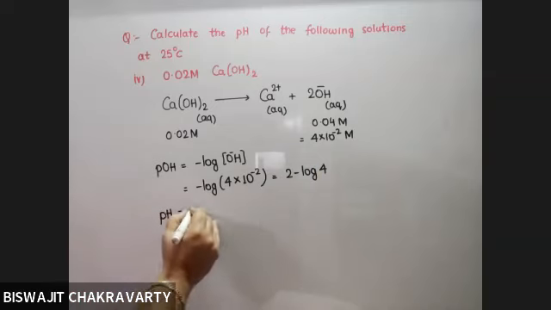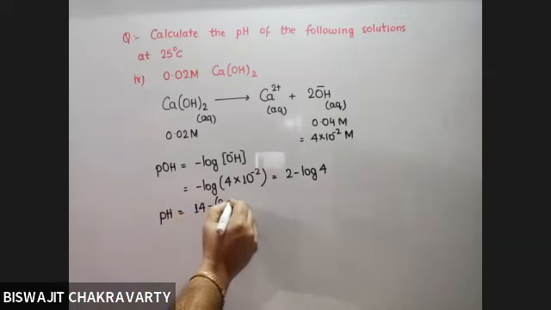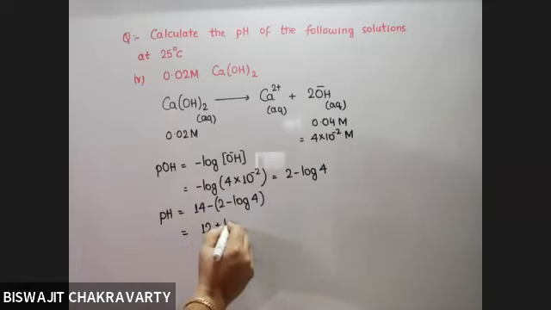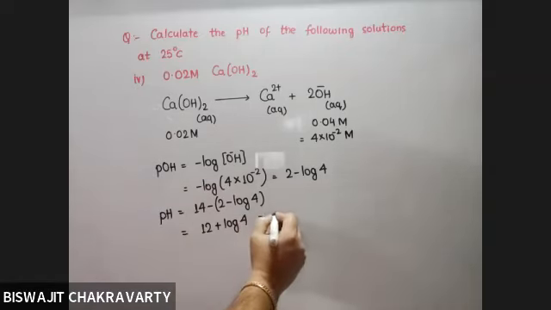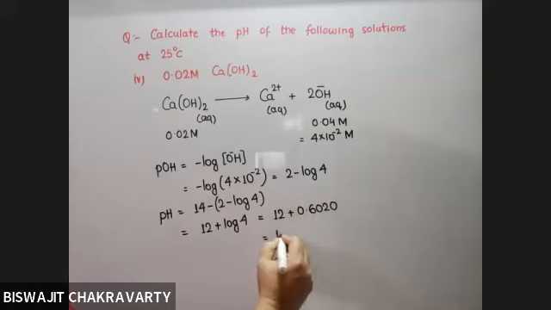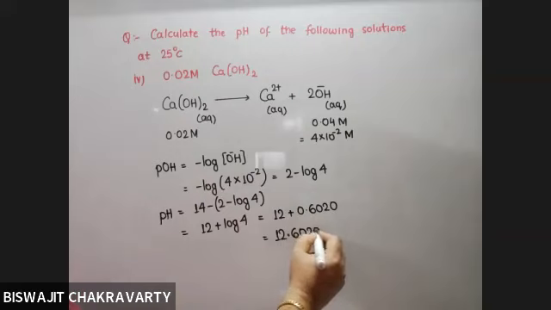So pH will be 14 minus 2 minus log of 4, or 12 plus log of 4. So either you can write 2 square, or you can directly go to the log table to look at 40. In both cases, it is coming out to be 0.6020. So it will be 12.6020. Okay? Yes, sir. I hope this much is clear to everyone. Yes, sir. Clear. Okay.